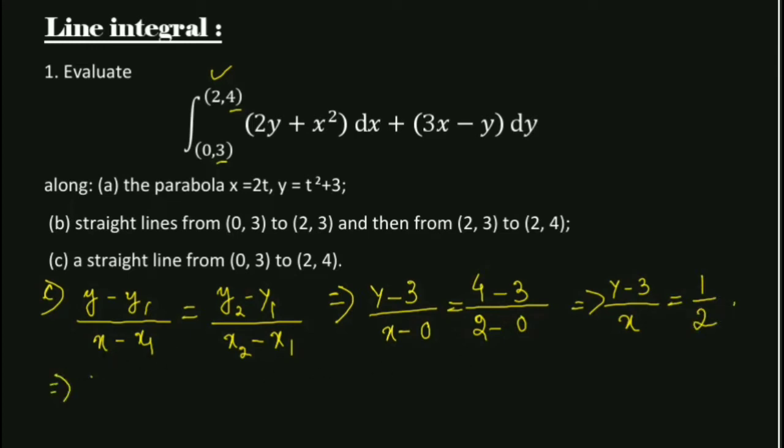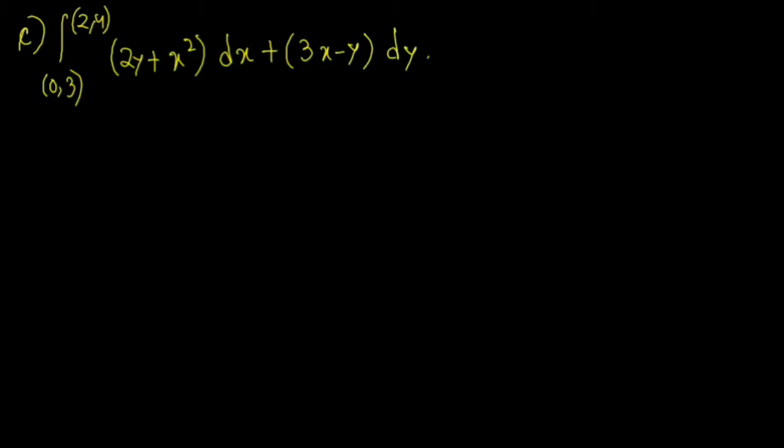So this implies 2y minus 6 is equal to x. So we got x is equal to 2y minus 6. Now this is what we are going to use in this equation in the place of x, and this will convert this equation into one variable, that is y.